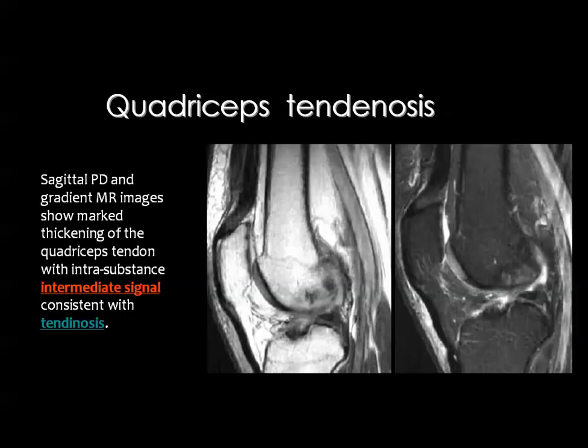Then if the tendon is swollen, as you can see, and there is an extensive intermediate signal within the tendon in the T1 and T2 weighted images, then you may consider the possibility of tendinosis or some degenerative changes in the tendon itself.